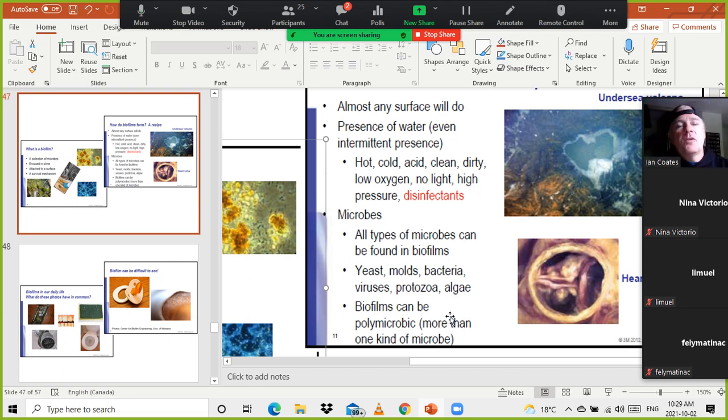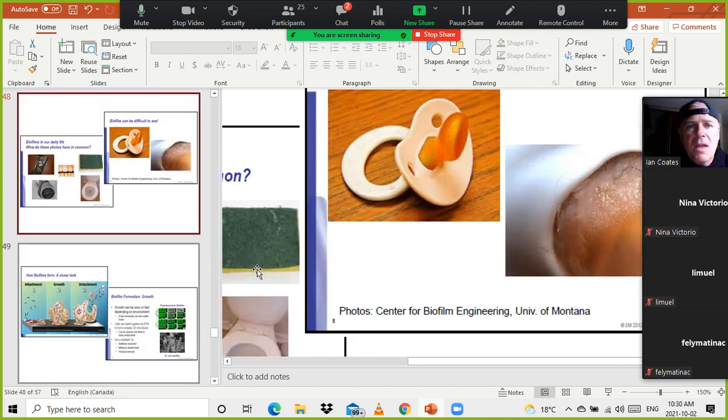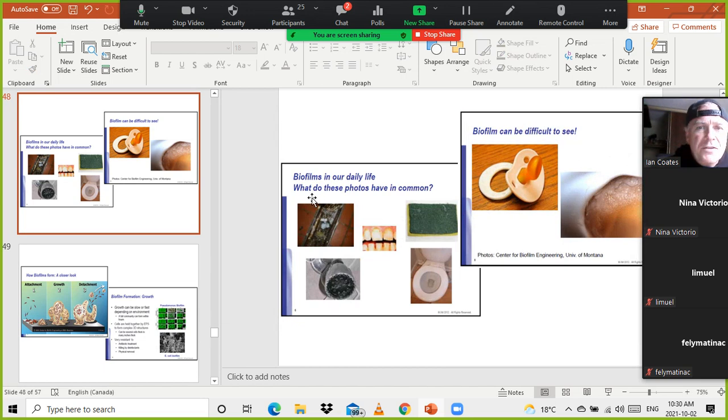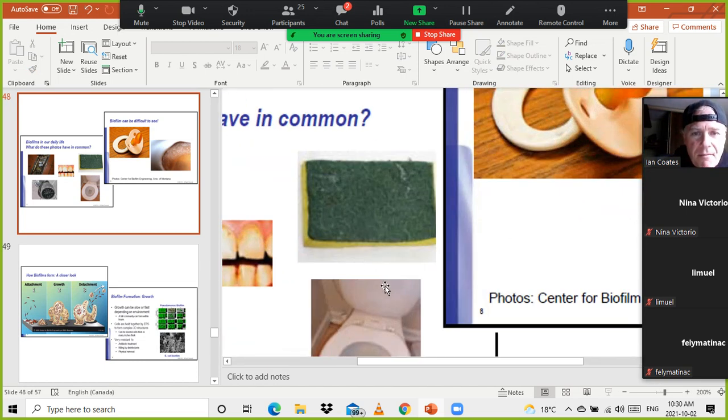And you look at the lichen, you know, the green moss there that's on a rock or something like that. That's a combination of two bugs working. One bug is making something for another bug, which in turn produces something back to the original bug. There's a symbiotic relationship there. So, what do we got here? Biofilm, what do these photos have in common?